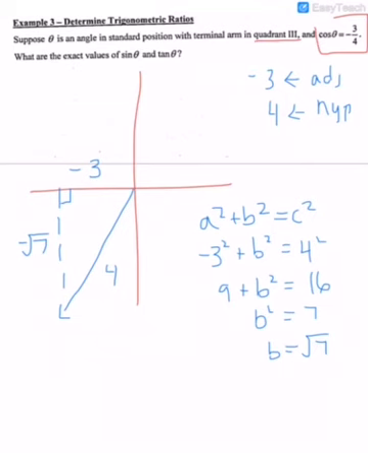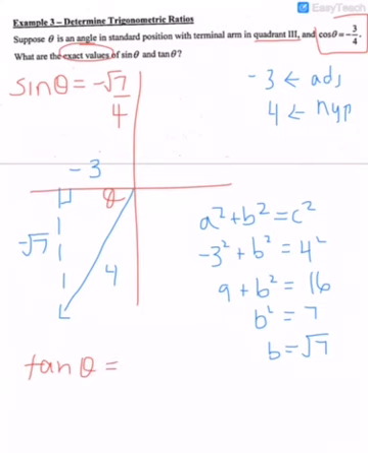Next, we want to find the exact values of sine and tan. So sine of this angle would be opposite, so negative root 7 over hypotenuse, which is 4. So that would be our sine value. We don't need to type it in our calculators because we want the answer to be exact. Then we'll find tan. Tan is opposite, so negative root 7 over adjacent, so negative 3.